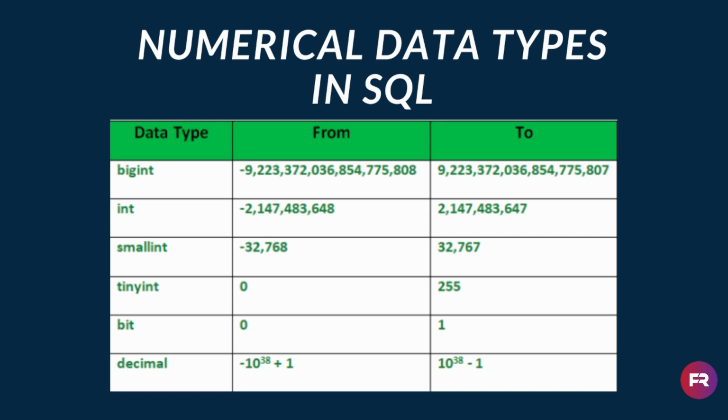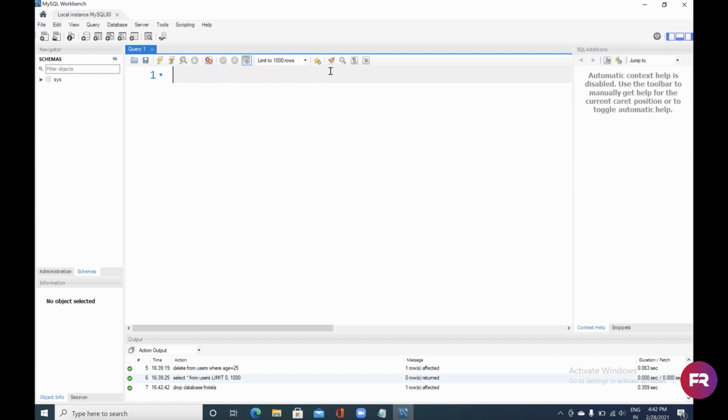After that we have the decimal data type, and it is used to store fractional values. The decimal data type takes in two arguments. First is the size of the value, that is the total number of digits. Then we need to specify the number of digits after the decimal point. We need to create a new database again. Let's name it Frotela.